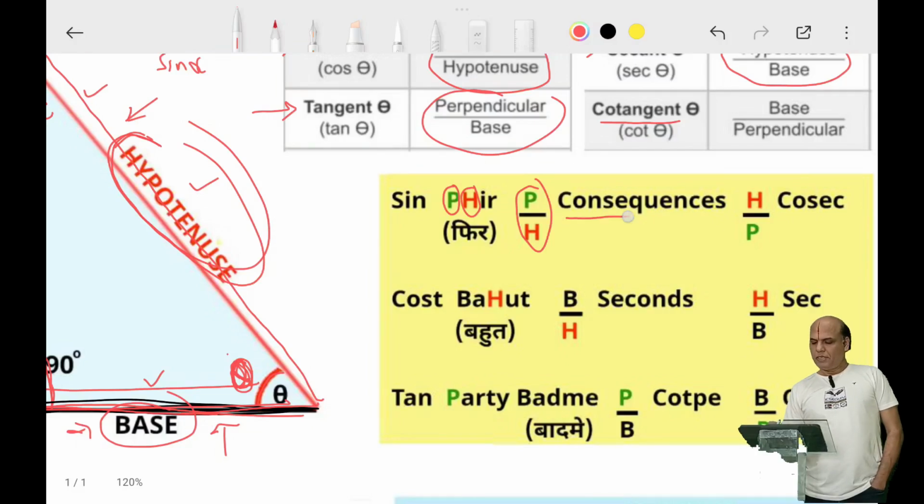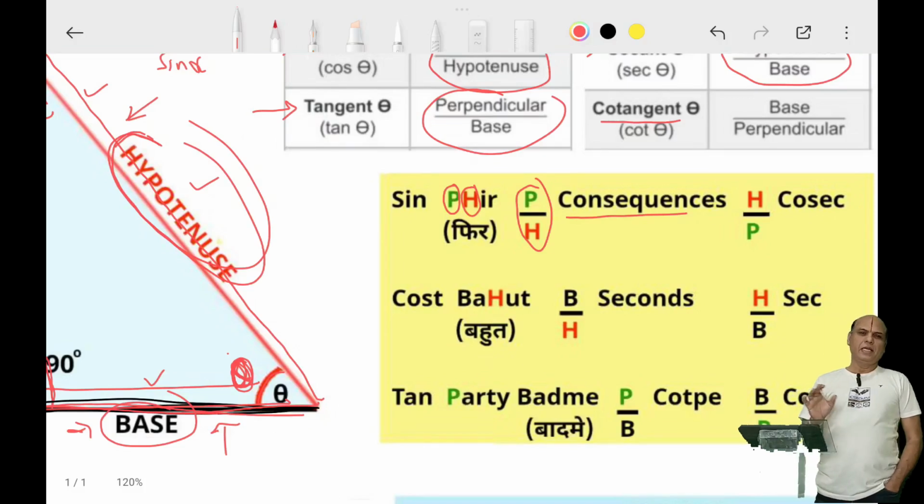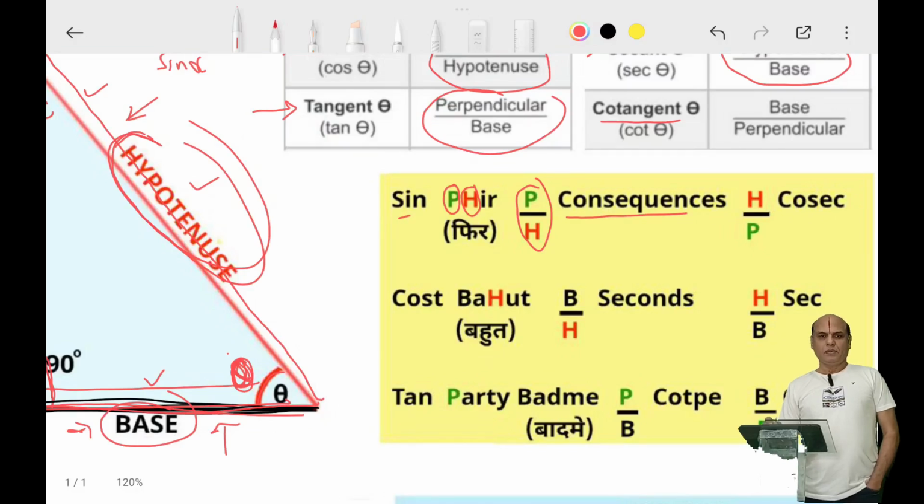So this would give you cosecant theta. Cosecant would be nearly rhyming with cosecant. So sin करोगे, sin फिर cosecant. If you remember that, you can remember the ratio of sine, and then also the inverse of sine would be cosecant. So the cosecant ratio would be the inverse of sine, the फिर, so h by p.